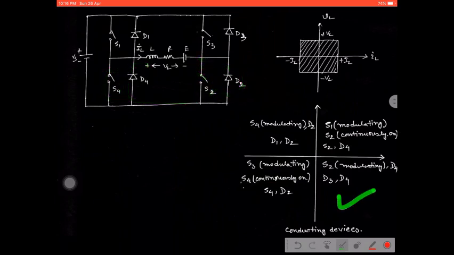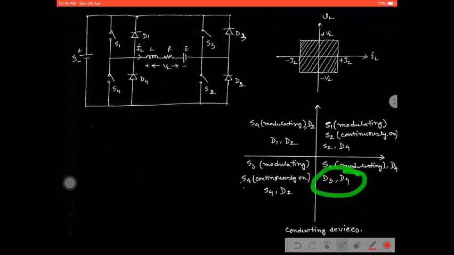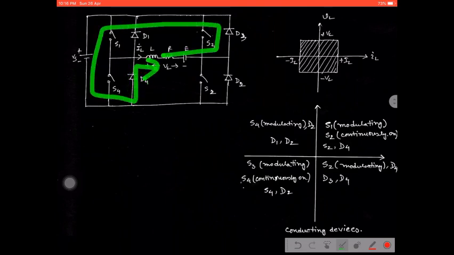Similarly, the same can be applied for this part. When S2 is modulating with respect to D4, then easily the current starts flowing through this circuit. The current starts easily flowing throughout this circuit, suppose in this way. Okay. And D3 and D4 here provide the discharging path when the inductor tries to discharge in this way.